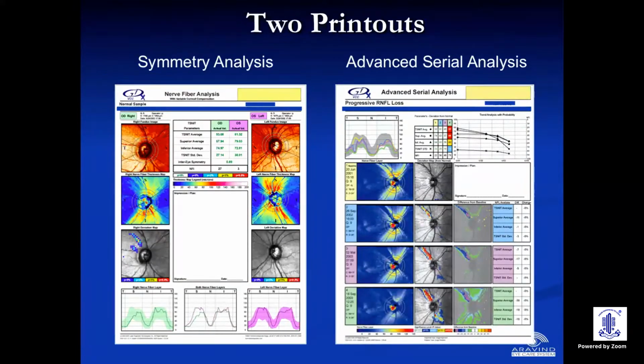And postgraduates should also know that apart from the single scan analysis, there was also an advanced serial analysis which was available with the GDx VCC, where up to 4 serial scans could be compared to assess progression.